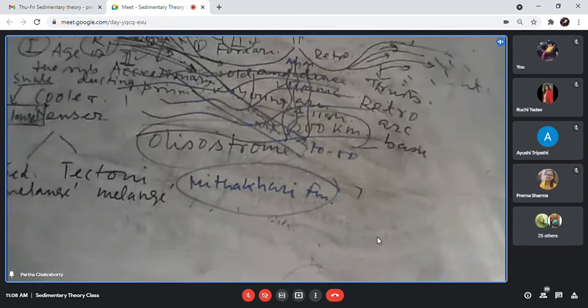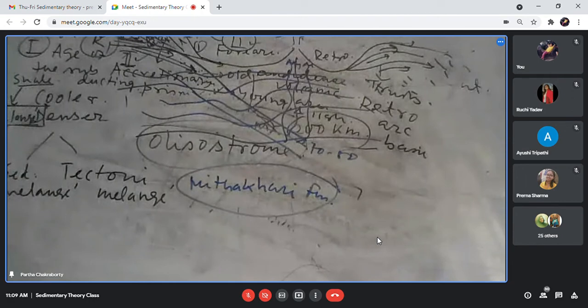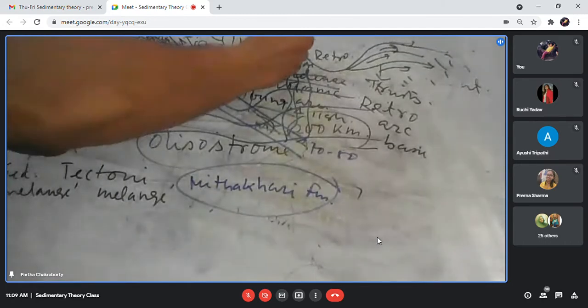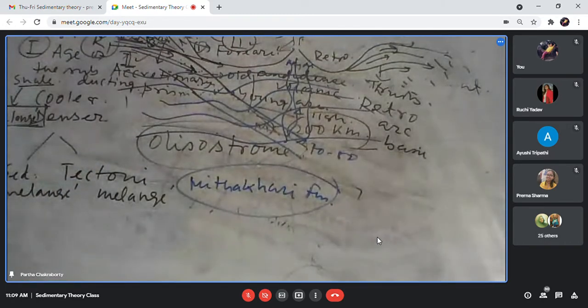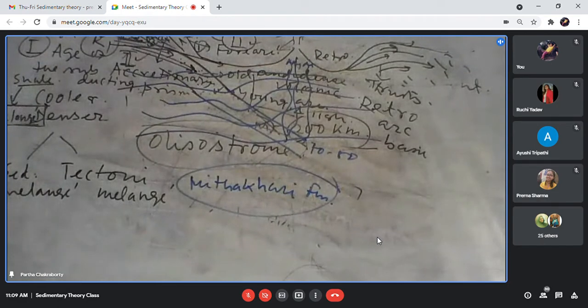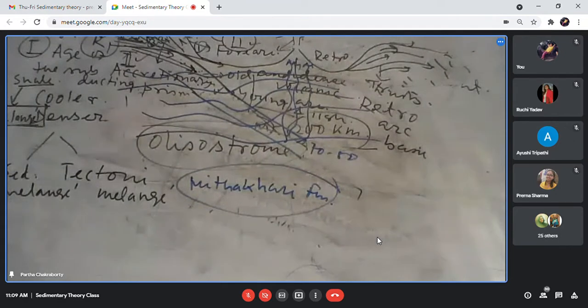Now coming on to the fore arc, where does it get the sediment from? Fore arc gets the sediment either from the volcanic arc or from the outer arc. So from the volcanic arc, what kind of sediment will the fore arc receive? It will receive the volcanic lithic clast.